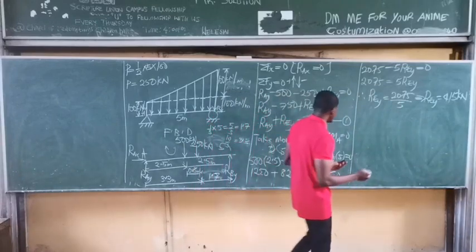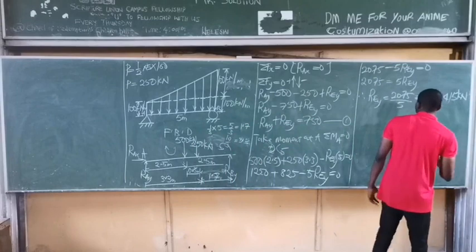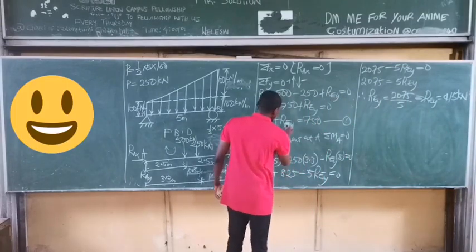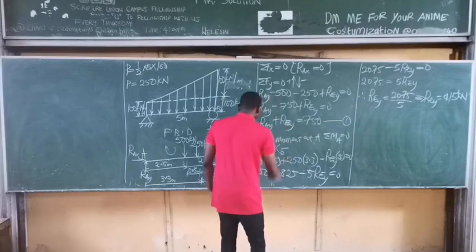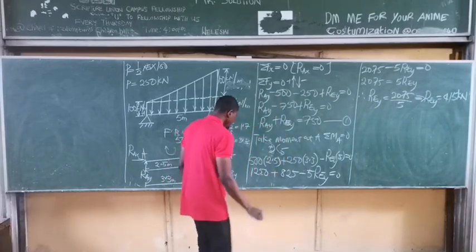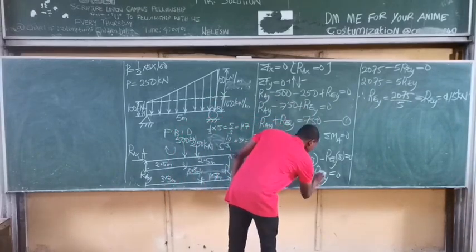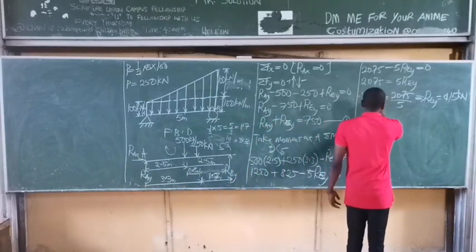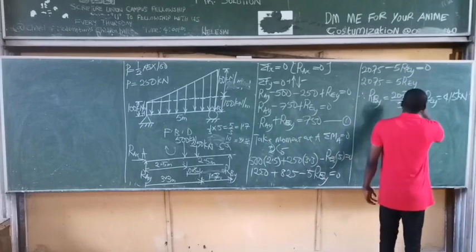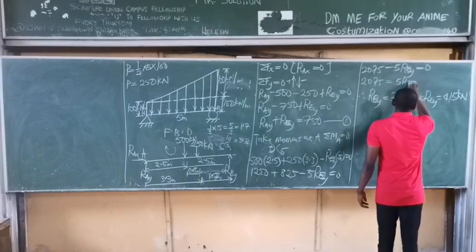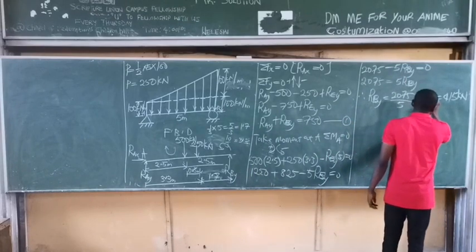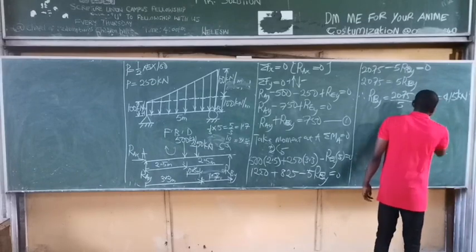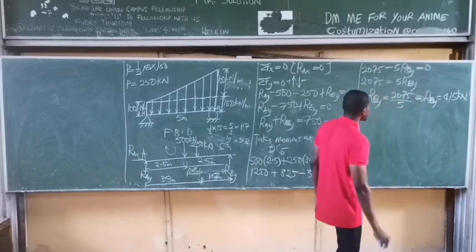So REY is 415 kilonewtons. What? RBY, sorry. Please, sorry, this is RBY. Okay, so this is RBY, because this is point B. That's RBY. So we have RBY to be 415 kilonewtons.